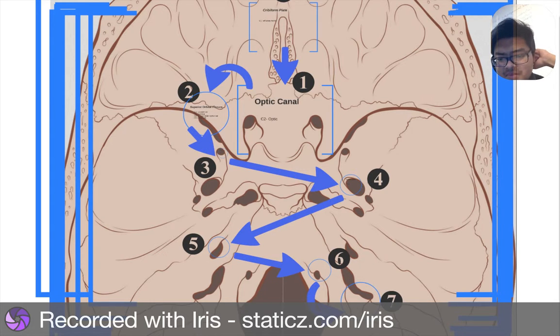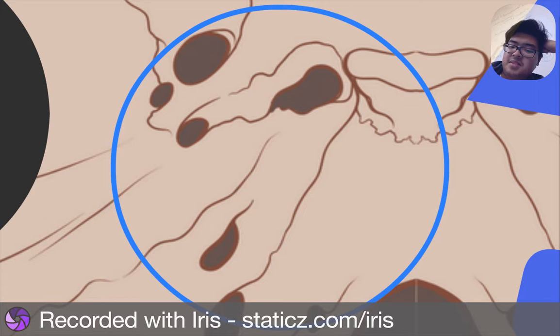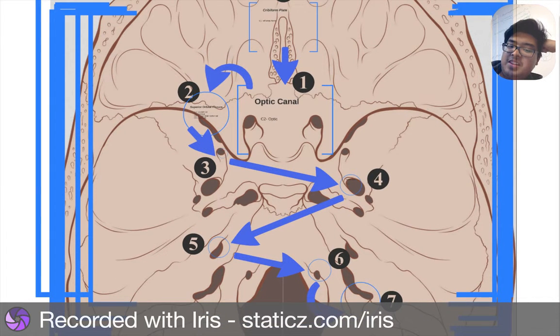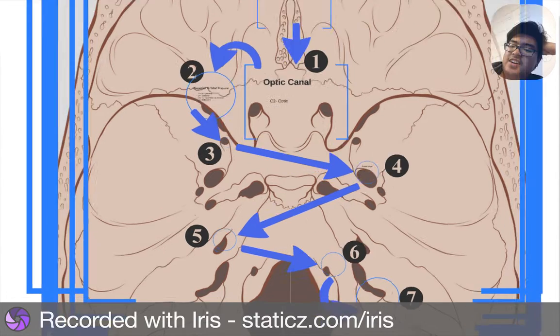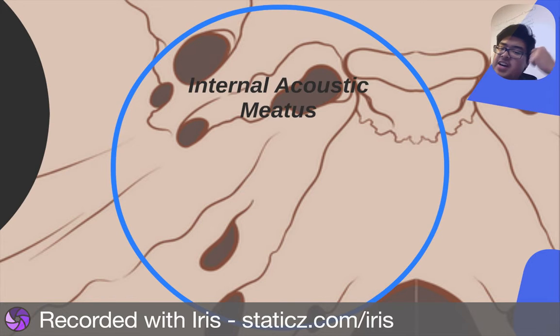Think about what runs through it. Okay, here we go. Andrew, what do you think it was? Let me go back to it. I believe number 5 is the internal acoustic meatus. Indeed. And what runs through it? There are 2 nerves that run through the internal acoustic meatus: the facial nerve, which is cranial nerve 7, and cranial nerve 8, which is the vestibulocochlear.